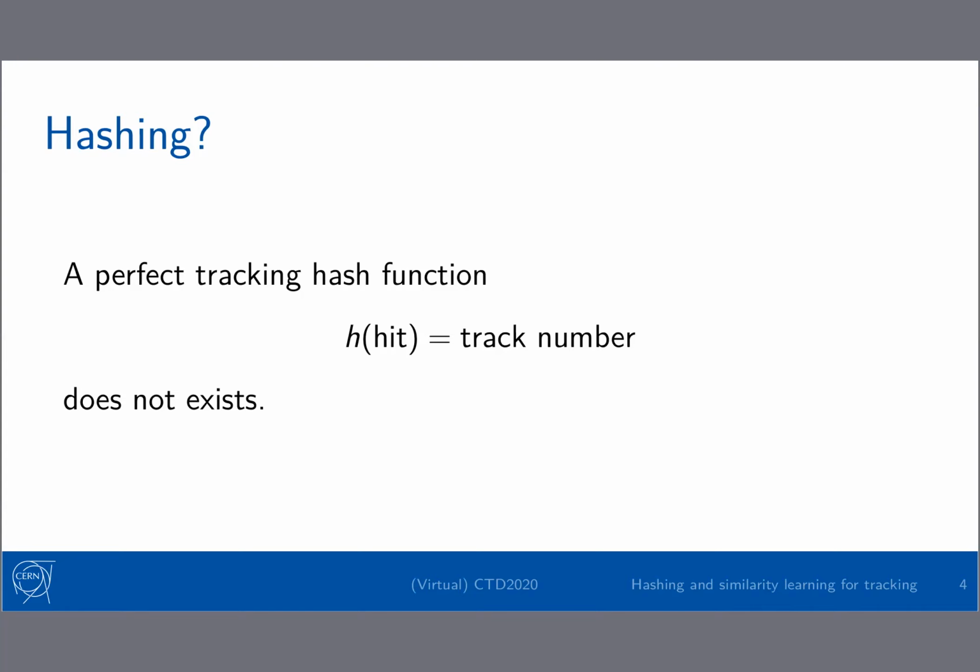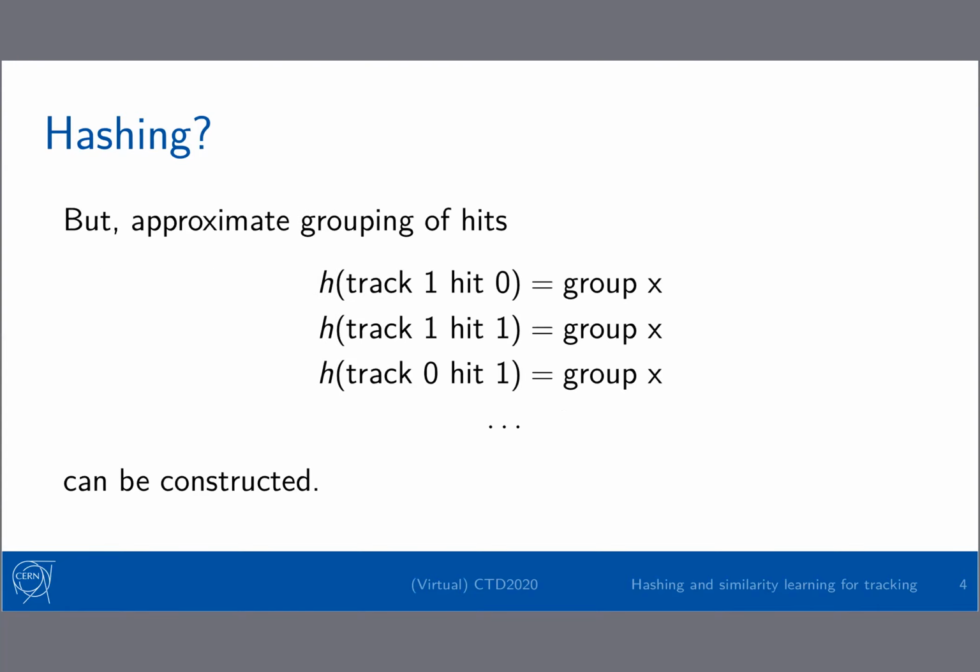But the idea is that we could do something a bit more approximate. Instead of perfectly assigning them, if we could just group hits together reasonably, so that hits from the same track always end up in the same group, then we can already construct a data structure where we can do really fast lookup for hits within the same track and do tracking that way. The question is, how could we construct such a hash function?